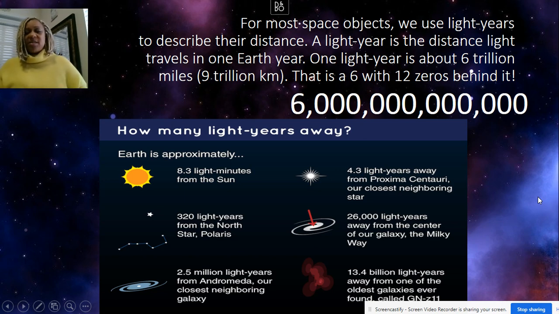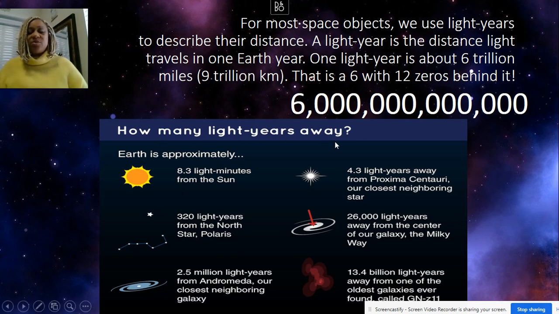For most space objects, we use light years to describe their distance. We're going to talk about light years again later when we talk more about the origins of the universe, but I really wanted to make sure that we understood light years if you ever see this term. A light year is the distance light travels in one Earth year. One light year is about 6 trillion miles. I put this here so you can see it in standard form: 6 with 12 zeros behind it. That is how long one light year is.